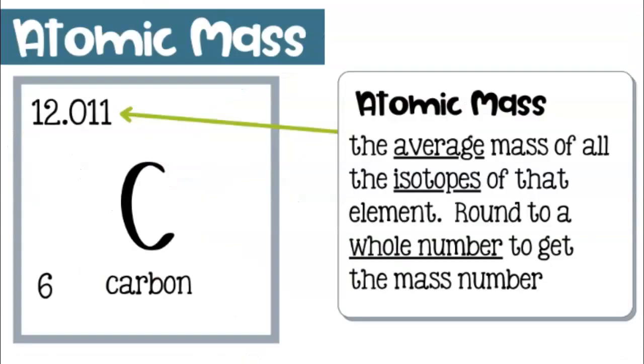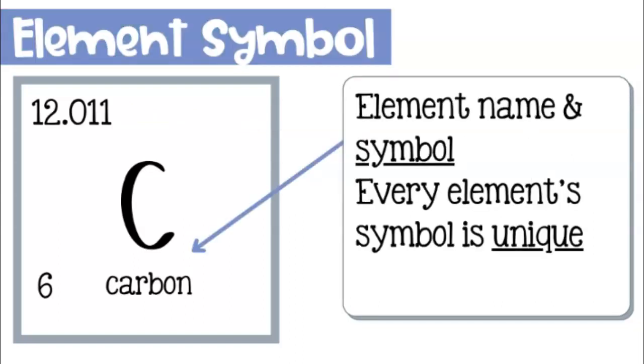Let's have a look at an element from the periodic table. As you can see right here, we have the atomic mass, or the average mass of all isotopes of that element. You round this number to a whole number to get the mass number. Since protons and neutrons are so much larger than electrons, the mass number is the number of protons plus the number of neutrons. Next, you have the element's name and its symbol.